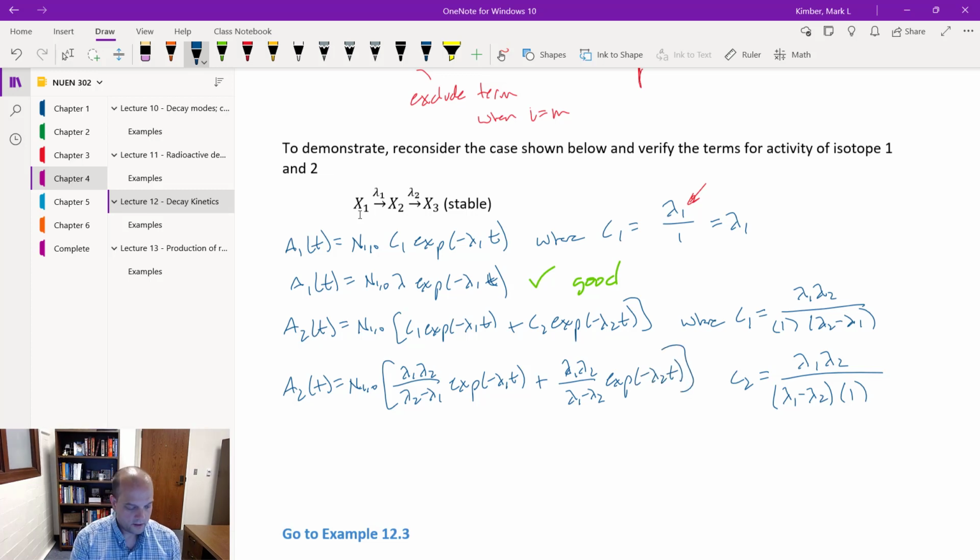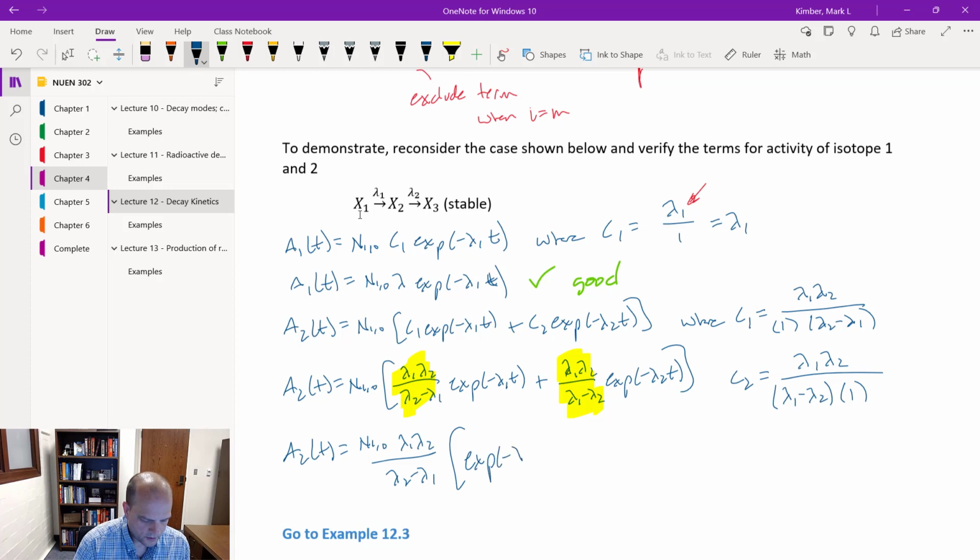And so I can take these now and I can combine them just by swapping the denominator order and then bringing a negative out in front. So A2 of T is going to be equal to that initial inventory multiplied by lambda 1, lambda 2 over lambda 2 minus lambda 1. And then I get the minus term here because that coefficient, I changed the order to be lambda 2 minus lambda 1.